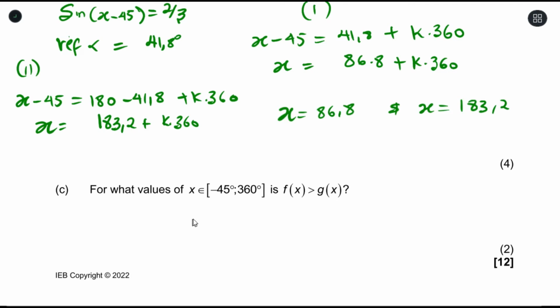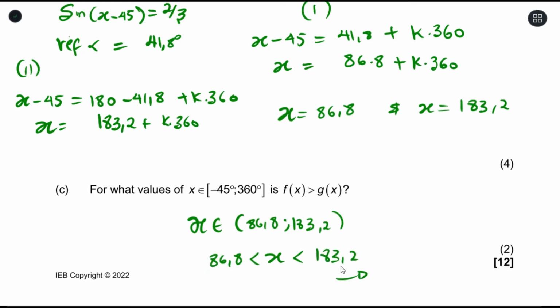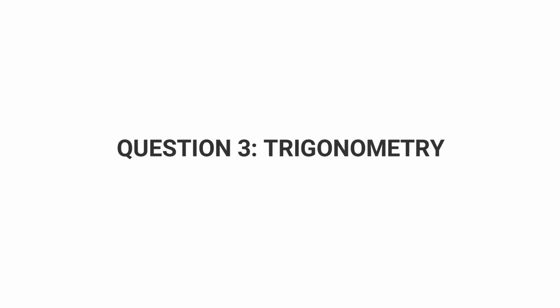Our answer would be x is an element of 86,8 and 183,2, right? You can write it like this, or you could obviously write it like this. Either one of them is absolutely right, and that's it. So moving on to the next question, which is question 3.